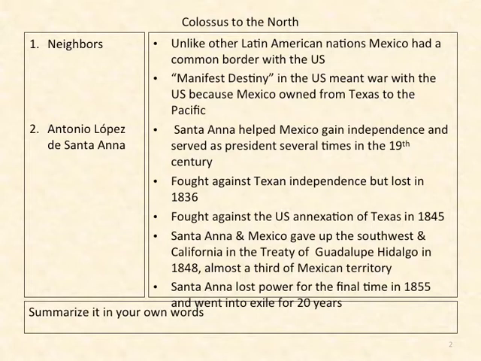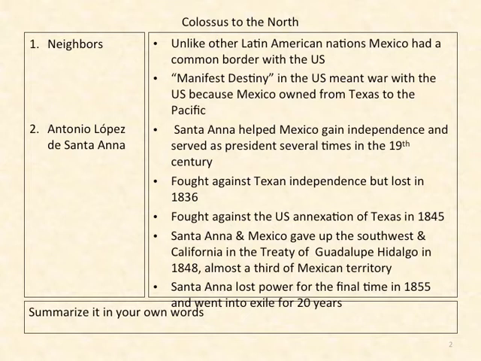All right, so Mexico is the southern neighbor to the United States, and unlike the other Latin American nations, that means a common border, so there's a lot more interference with the U.S. and Mexico. Now, manifest destiny in the U.S. meant war with Mexico because Mexico owned from Texas to the Pacific. So all of those states that are now part of the U.S., we took from Mexico.